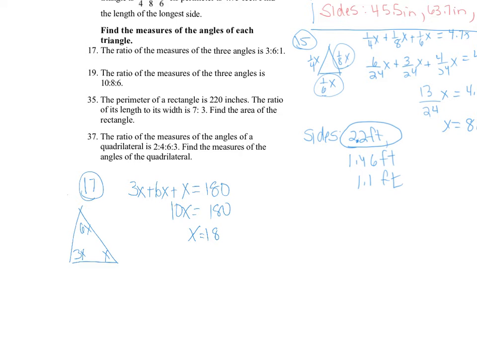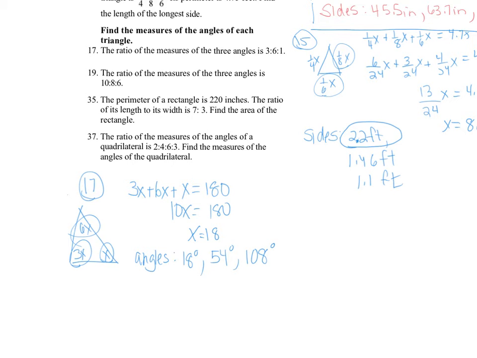And then it asks for the measures of the angles. So my angles are going to be, one is just x, so that's 18 degrees. One is 3x, so if I multiply 3 times 18, that is going to give me 54 degrees. And then my last one is 6 times x, and that is going to give me 108 degrees.